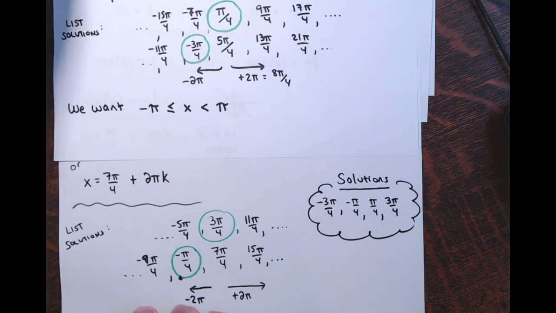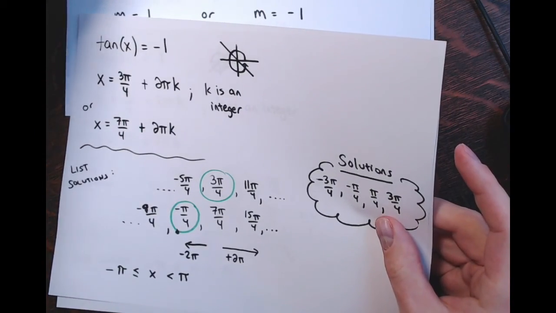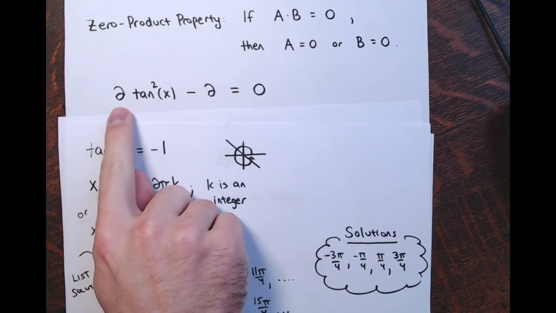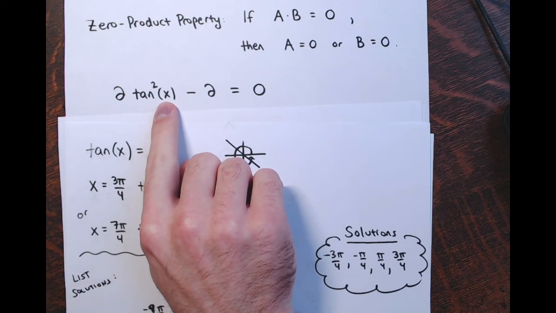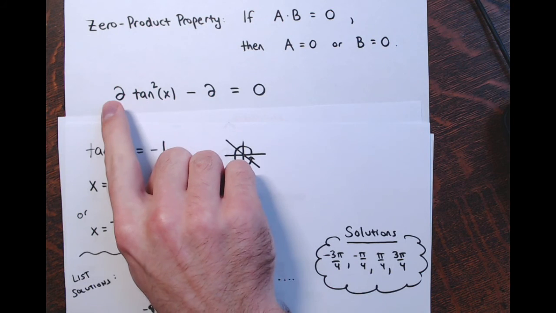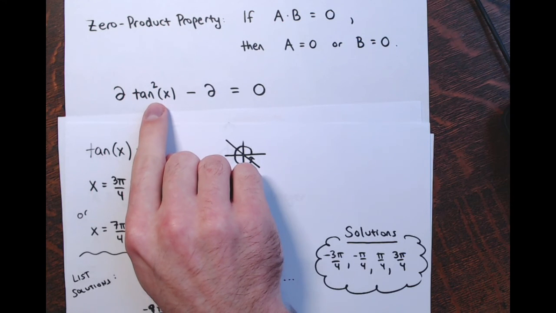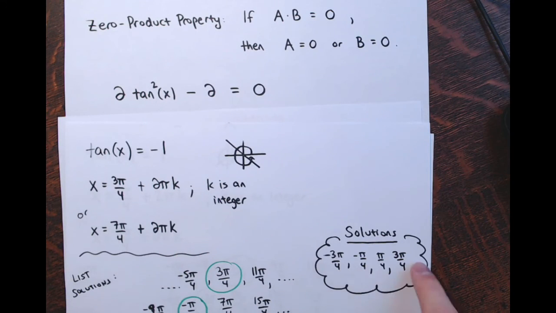And again, you can always check these solutions. Go back to the original equation. The original equation was 2 times the tangent of x squared minus 2 equals 0. And plug any of these in for tangent of x. The tangent of pi over 4 is, I'm sorry, the tangent of pi over 4 is 1. And then when you square it, that's 1. 2 times 1 is 2, minus 2 is 0. So pi over 4 works, and the same would work for any of these.